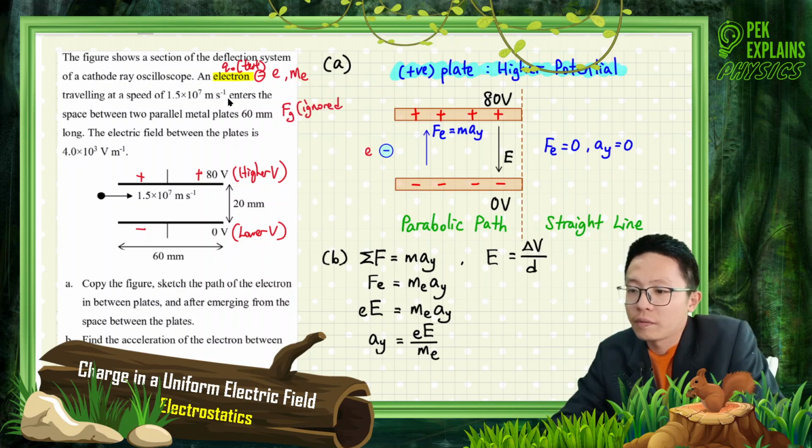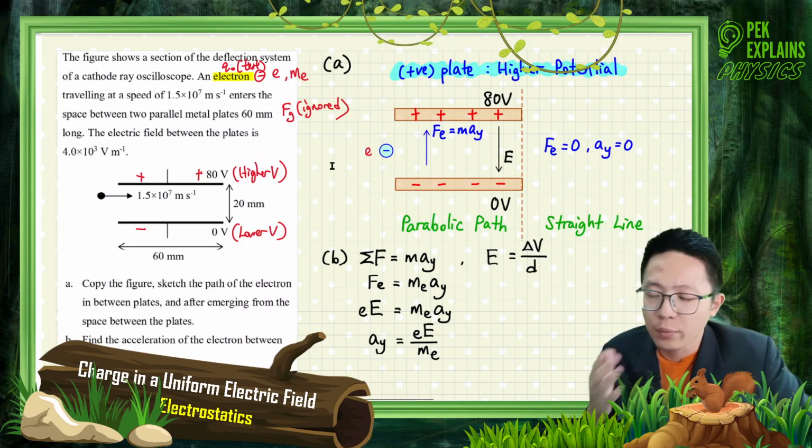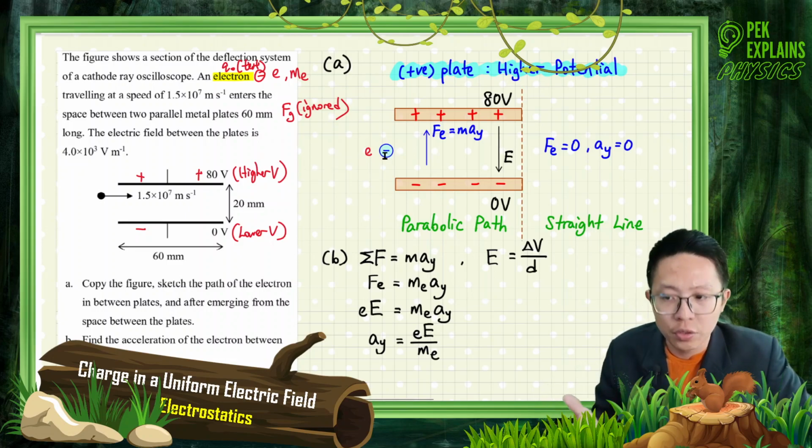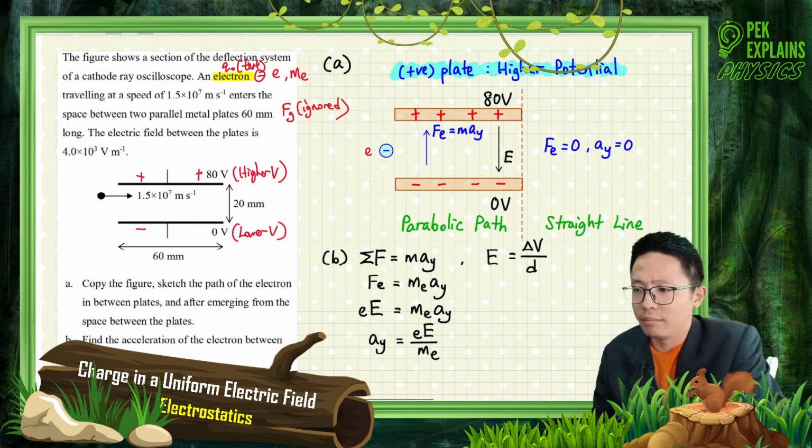So what force is left acting on the electron when passing between the plates? Only the electric force, because the electron will be attracted to the positive plate by the electric force. Why do you have an electric force? Because you have an electric field. You understand that? Because back to our main formula.